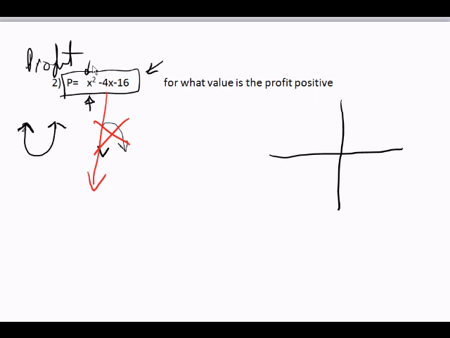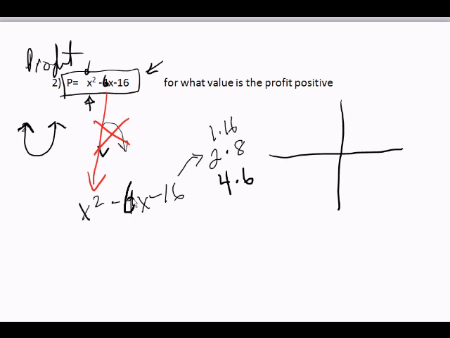So I'm going to factor this. When you see this and you're going to try to find for what value your profit is positive, you're going to have to factor this first. It's x squared minus 6x minus 16. So let's factor it. 1 times 16 is 16. 2 times 8 is 16. What else is 16? 4 times 4. I meant for this to be a 6, so I'm changing this number to a 6.